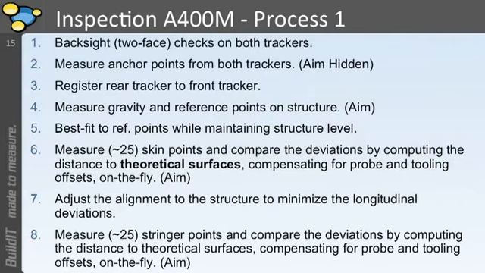So we would measure a set of common points so that we could locate relative to each other where the two trackers were located. And then after that, we'd measure the gravity vector. We'd measure a set of reference points on the structure itself, and then we would align both trackers together, now forming sort of a rigid set of trackers. We would align both together to the structure, and then we would perform the actual inspection, which would be to inspect around 25 points on the skin of the surface and analyze the location of those points to the theoretical surfaces of the fuselage sections.